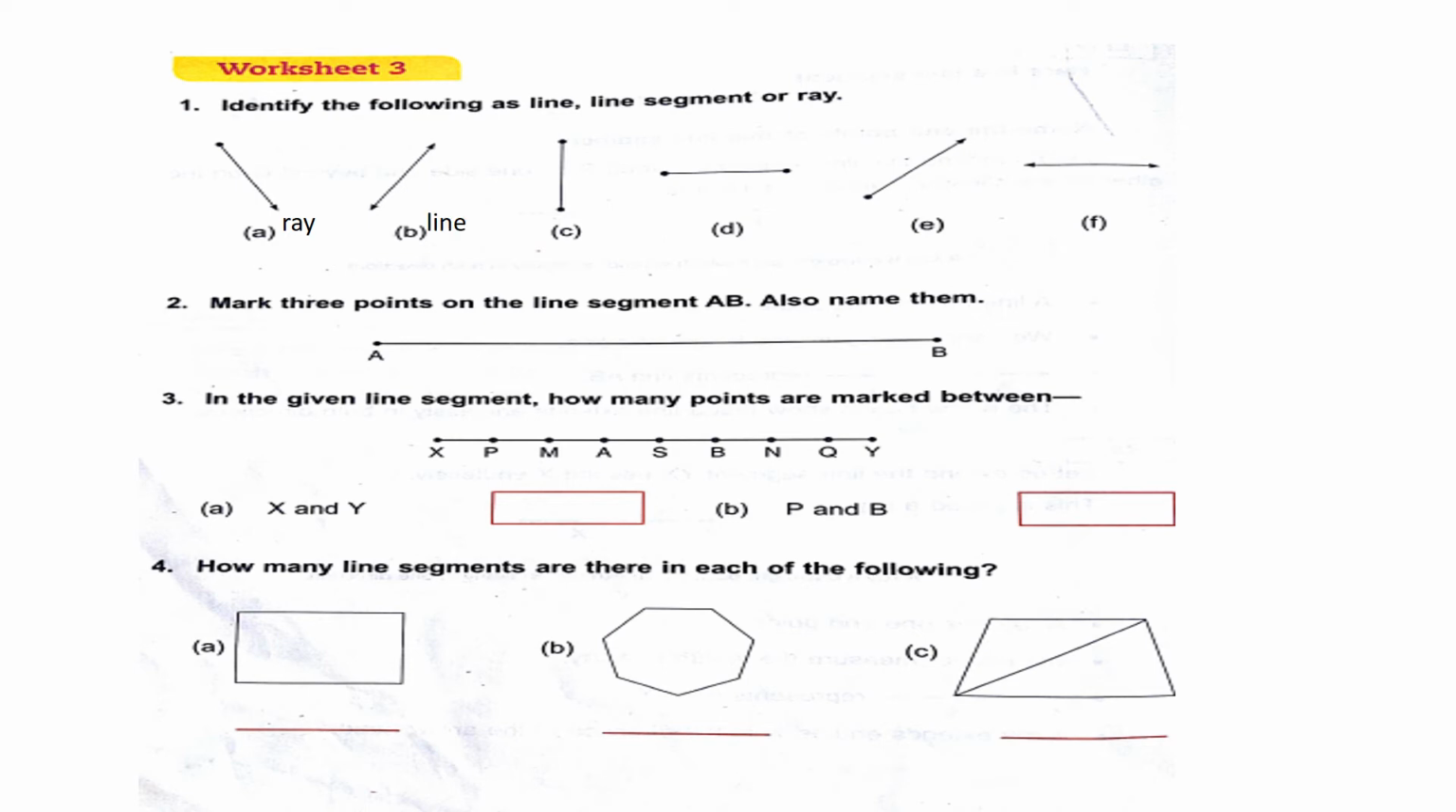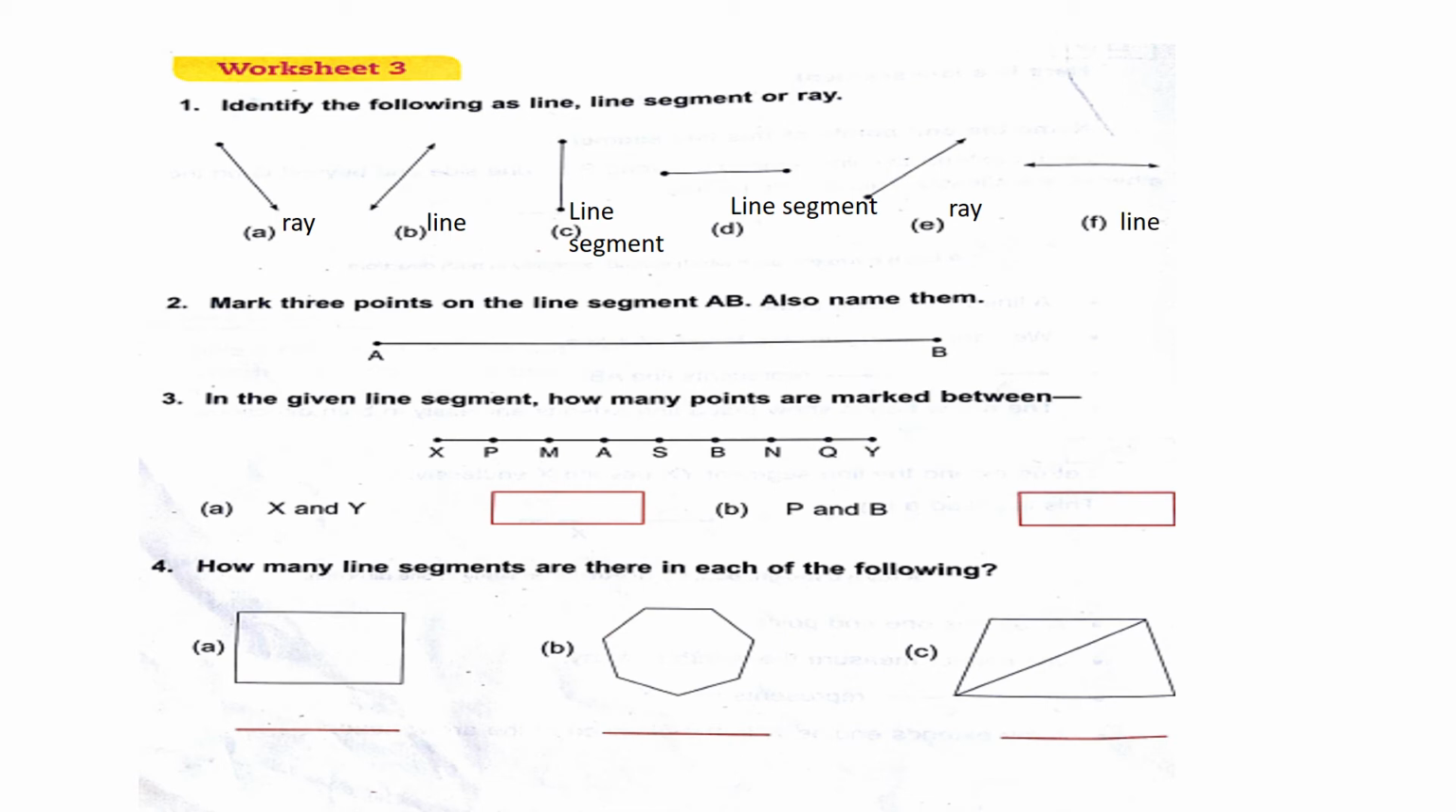Next figure. It has two endpoints. So it is a line segment. D part. It also has two endpoints. So it is a line segment. E part. It has one endpoint and extends endlessly in the direction of the arrowhead. So it is a ray. F part. The arrowhead shows that a line extends endlessly in both directions. So it is a line.